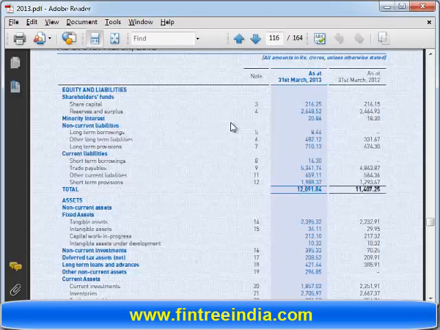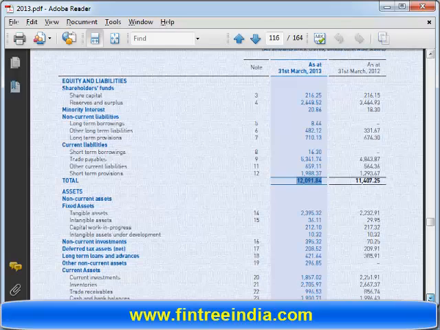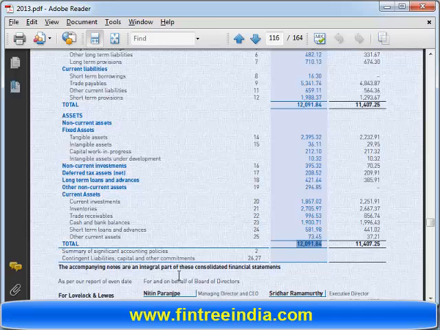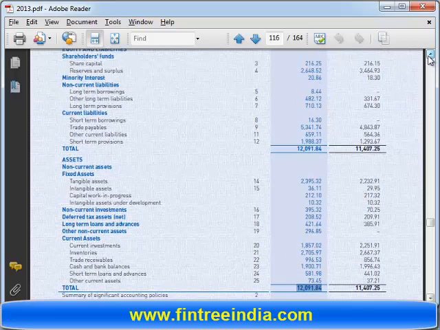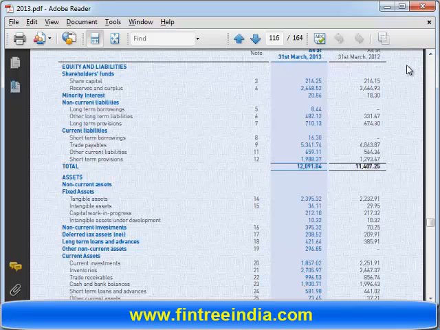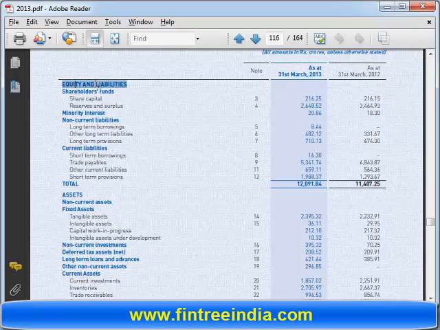So going back again, the first thing that we check is that the total of equity and liability is 12091 rupees in crores, and the same is the total that we have for assets. Which means the accountants of HUL seem to have done a good job tallying their balance sheets. Equity and liability, first point, shareholders' fund: share capital, reserves and surplus.